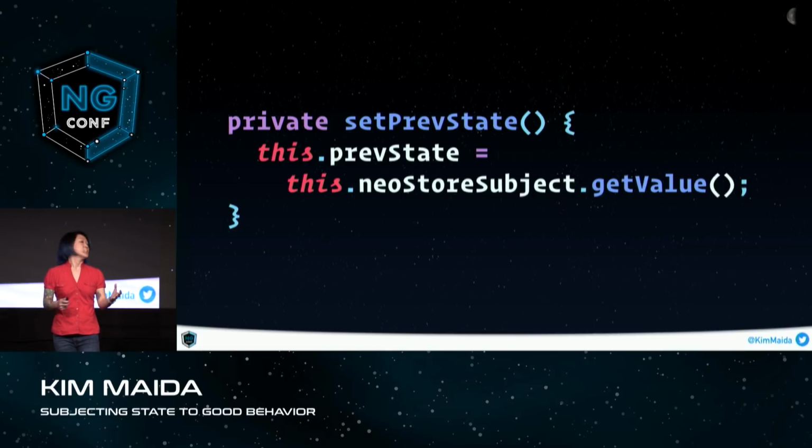And then in order to have that optimistic updates functionality, I need a way to emit the previous state in case something goes wrong with the API. So I'm going to use a local member called prevState, and I'm going to get the value of the NeoStore subject whenever this method is run. I'm going to run it at appropriate times.